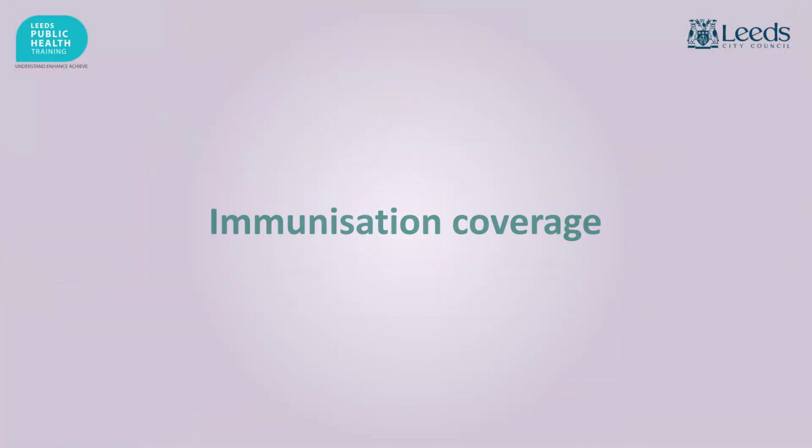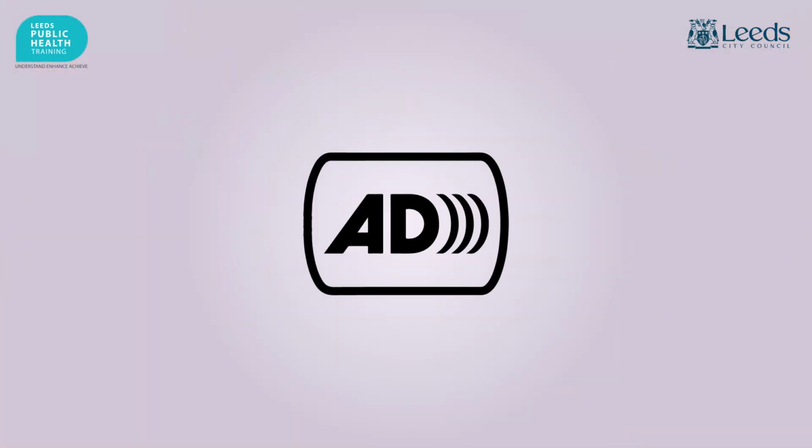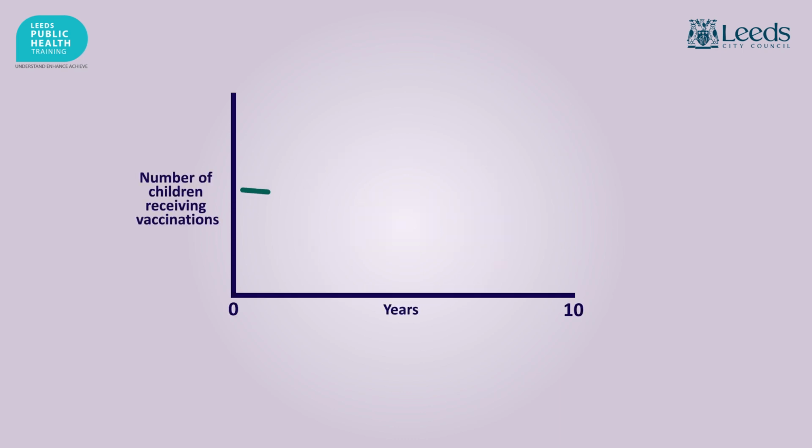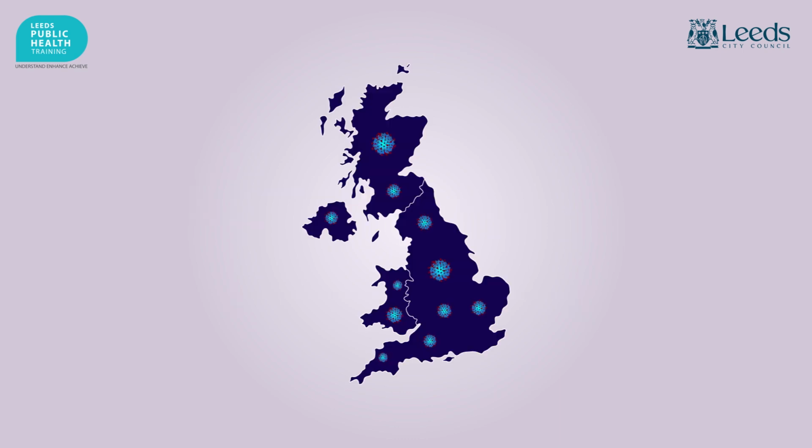Immunisation coverage. A graph depicting a gradual declining trend in the number of children receiving vaccinations over the last 10 years is shown. This is followed by an illustrated map of the UK. Within the map, several illustrations of viruses appear. Over the past 10 years, there has been a gradual decline in the number of children receiving their vaccinations, which has contributed to the re-emergence of some diseases that had previously been eliminated in the UK. The map and viruses are still on screen. After a few seconds, the viruses shrink and fade.